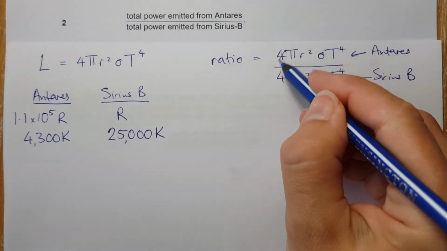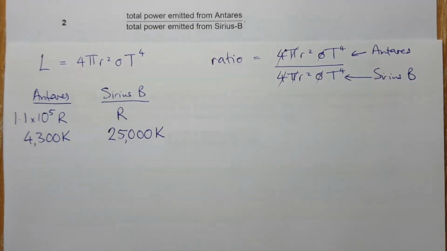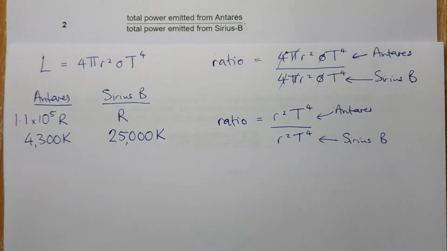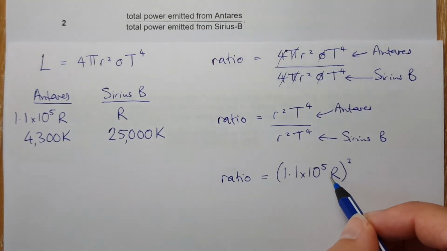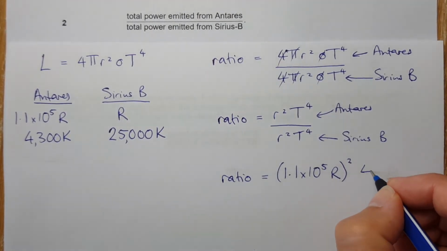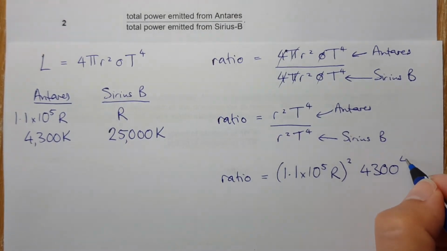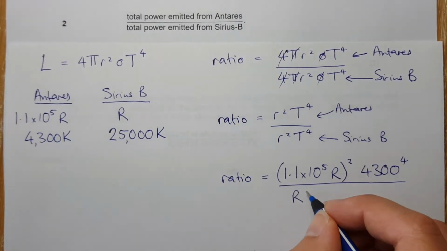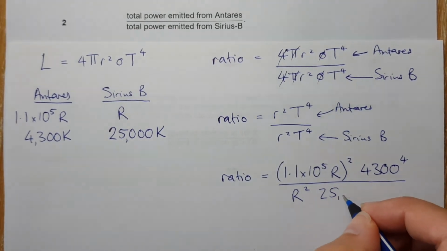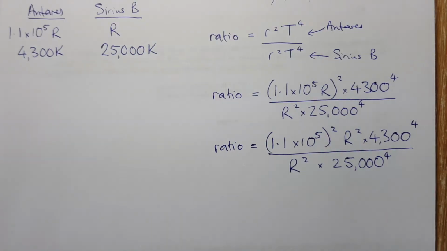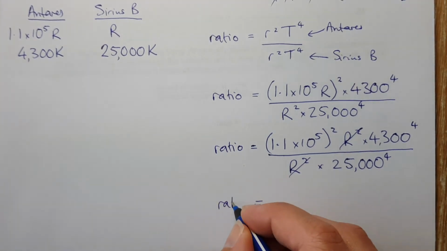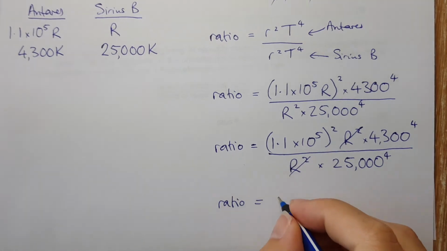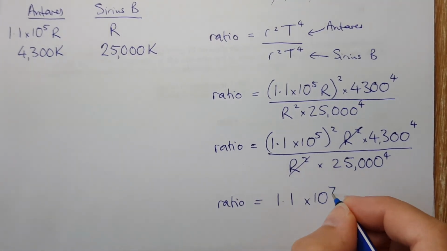Okay, so there's our ratio, cancelling everything we can cancel, all the constants there. We're ready to substitute already there. Now be very careful you don't forget any of your powers there. So there's the radius of Antares squared times the surface temperature to the 4, over the radius of Sirius B squared times the surface temperature of Sirius B to the 4. Squaring the bracket there, we get this to be super clear. Now we can cancel our r squareds, and if you work all of that out, you should get 1.1 times 10 to the 7.